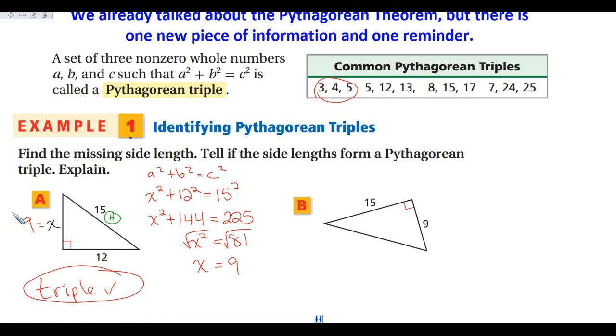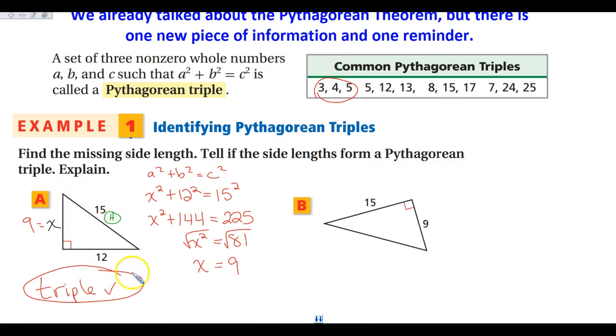Now, one of the things I want to point out to you: what is 3 times 3? 9. What is 4 times 3? 12. What is 5 times 3? 15. Okay, so this is a 3, 4, 5 triangle that has been multiplied by 3, or I could say it's been dilated with a scale factor of 3. Anytime you take one of your triples and you multiply it by the same number, or you dilate it by a certain scale factor, you're going to get another Pythagorean triple. As long as you're getting whole numbers, it'll still be a triple. So multiples of that 3, 4, 5 are still going to be a triple.